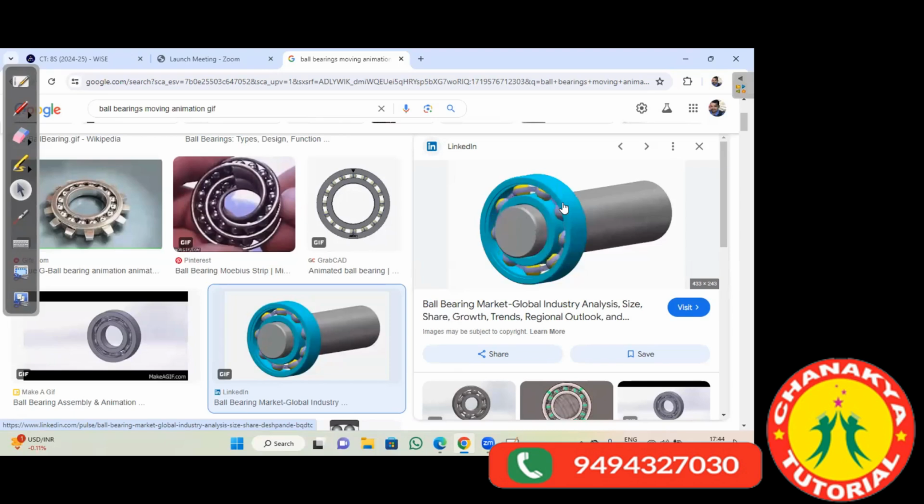Everyone has understood what ball bearings are? Yes, sir. So in this way you have them in fidget spinners, you have them in cycles, wherever you require motion between two objects. They are also attached in a fan.